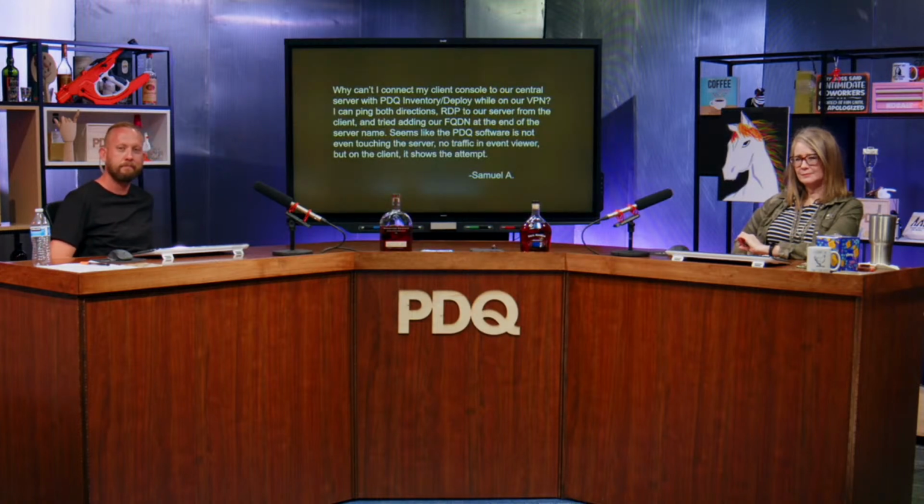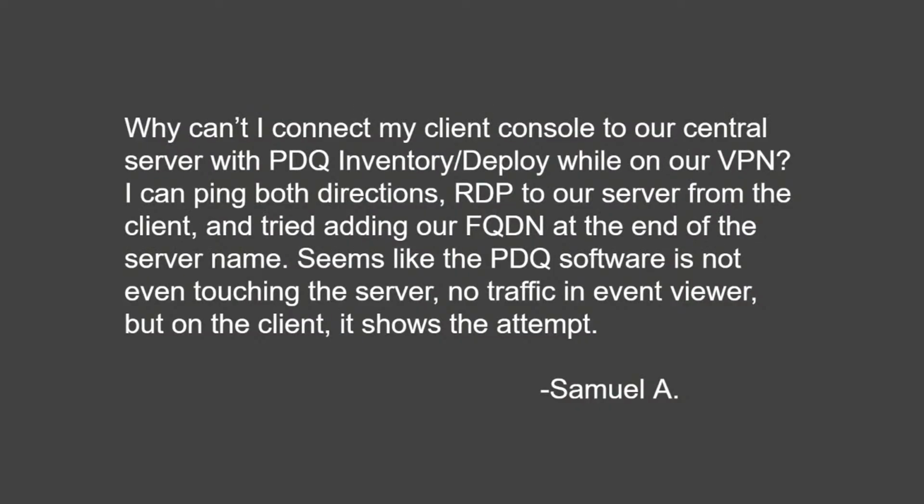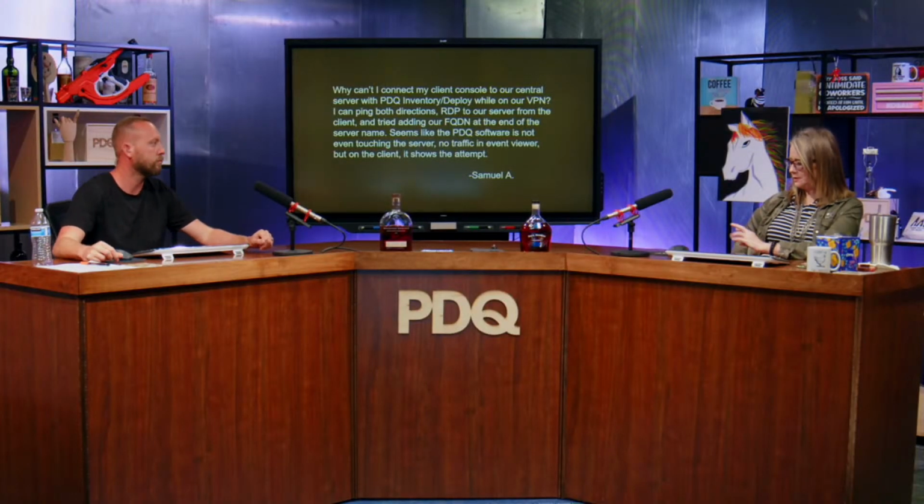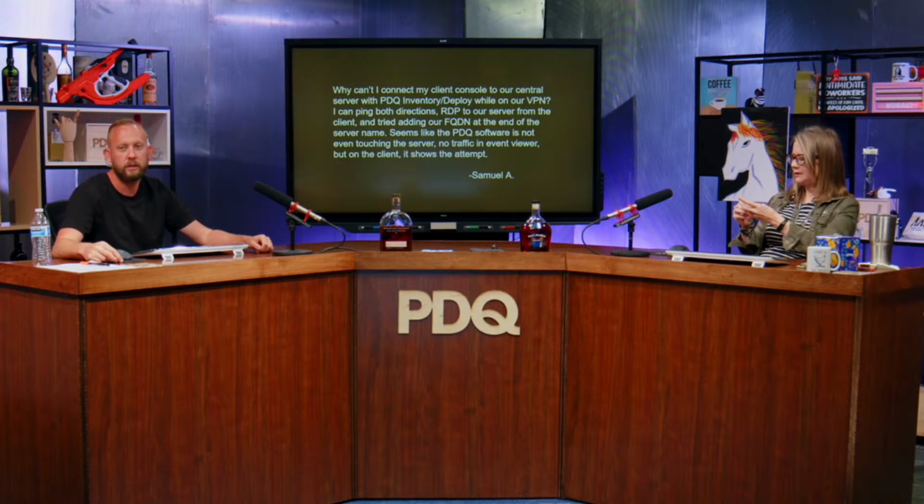We have a question from Samuel A. Why can't I connect my client console to our central server with PDQ Inventory or Deploy while on our VPN? I can ping both directories, RDP to our server from the client, and tried adding our FQDN at the end of the server name. Seems like the PDQ software is not even touching the server. No traffic in Event Viewer, but on the client, it shows the attempt. I'm going to guess you're going to talk about ports here. I think I am.